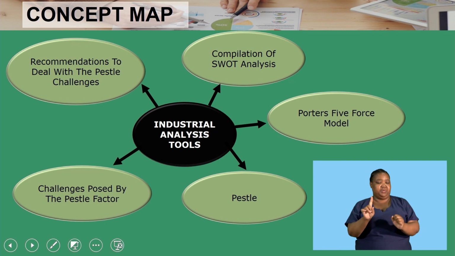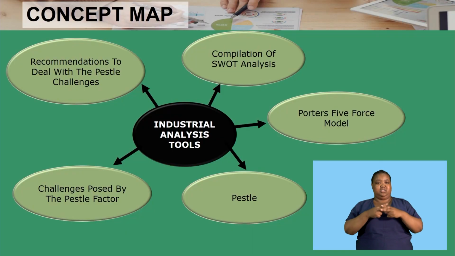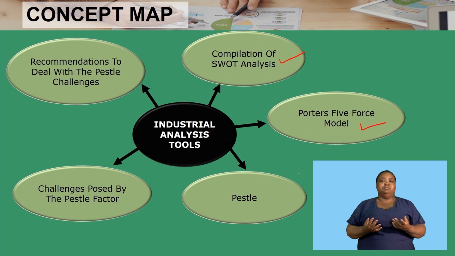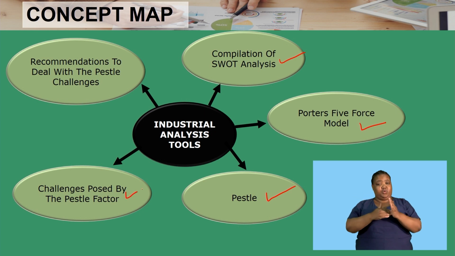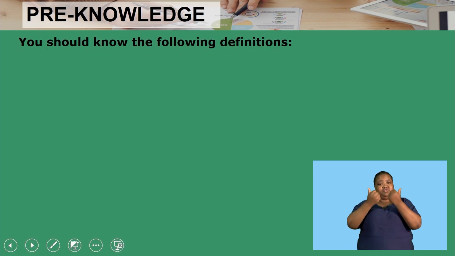Right, so this is the journey that we're going to take throughout this lesson. As mentioned, our topic is industrial analysis tools. We're going to start with a compilation of the SWOT analysis, then we do the Porter's 5 force model, and then we do the factors, and then the challenges that are posed by them, and lastly we're going to make recommendations to deal with those challenges.